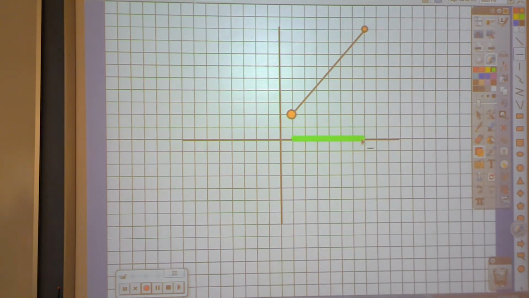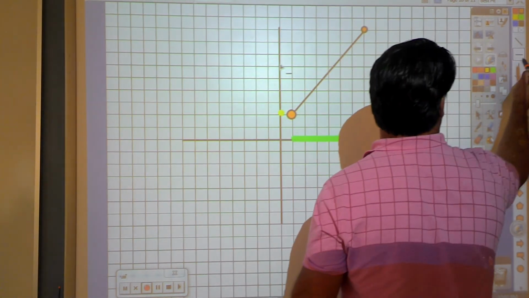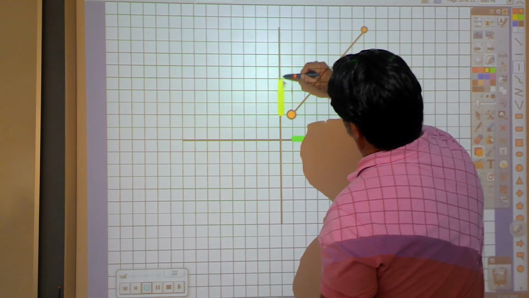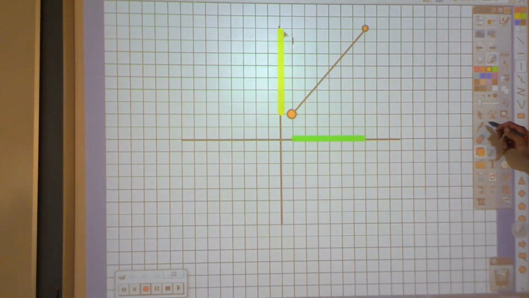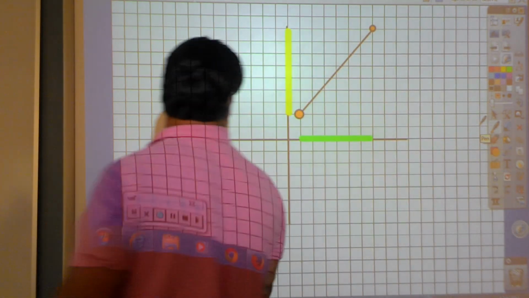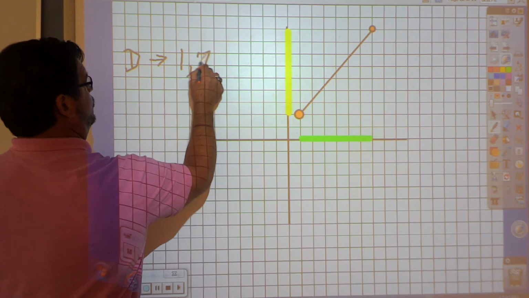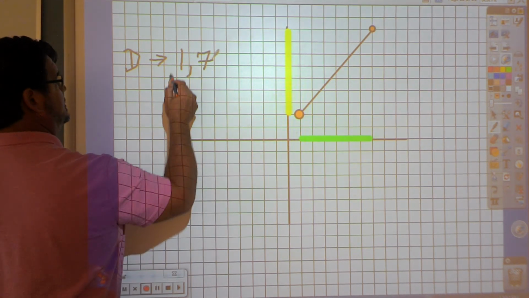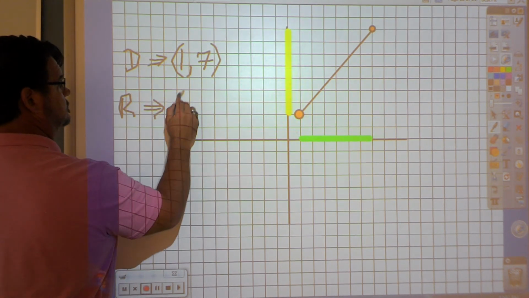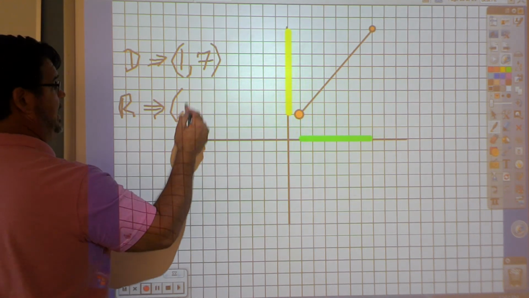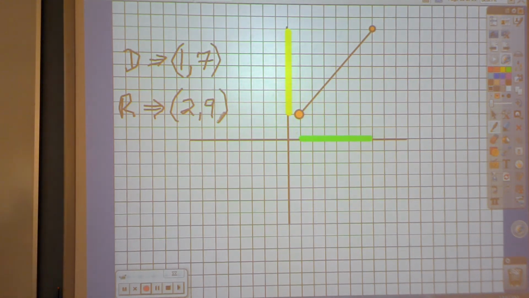There's your domain. There's your range. What's my domain? 1 to 7. Brackets or parentheses? Parentheses. And then your range, 2 to 9. And what do they get? Parentheses, because they have open circles.